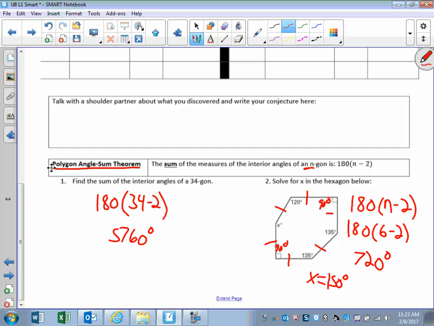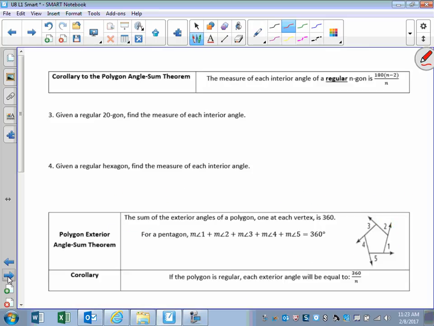The corollary to the polygon angle sum theorem just says that the measure of each interior angle in a regular n-gon is 180 times n minus 2, all divided by the number of sides. So here we have a 20-gon. That's going to be 180 times 20 minus 2, all divided by 20. That's going to give you 162 degrees.